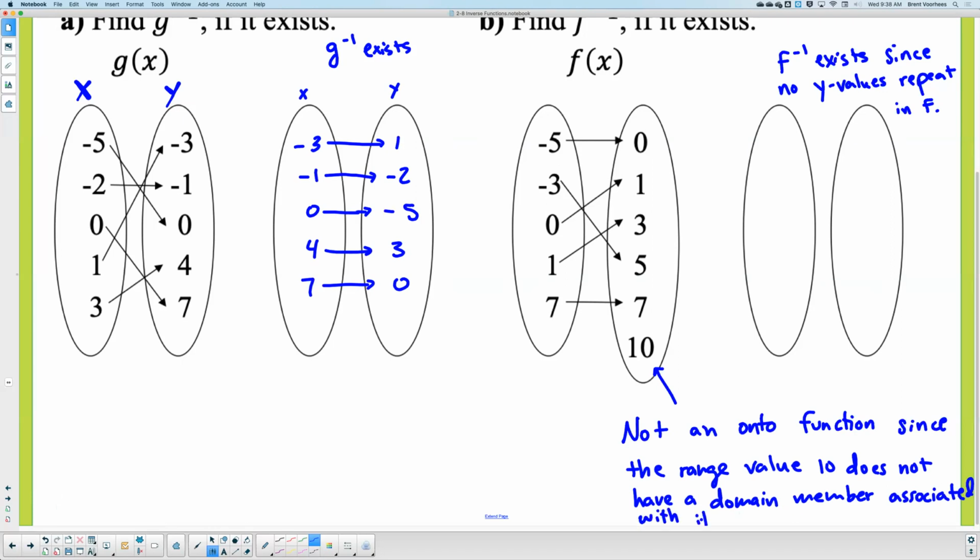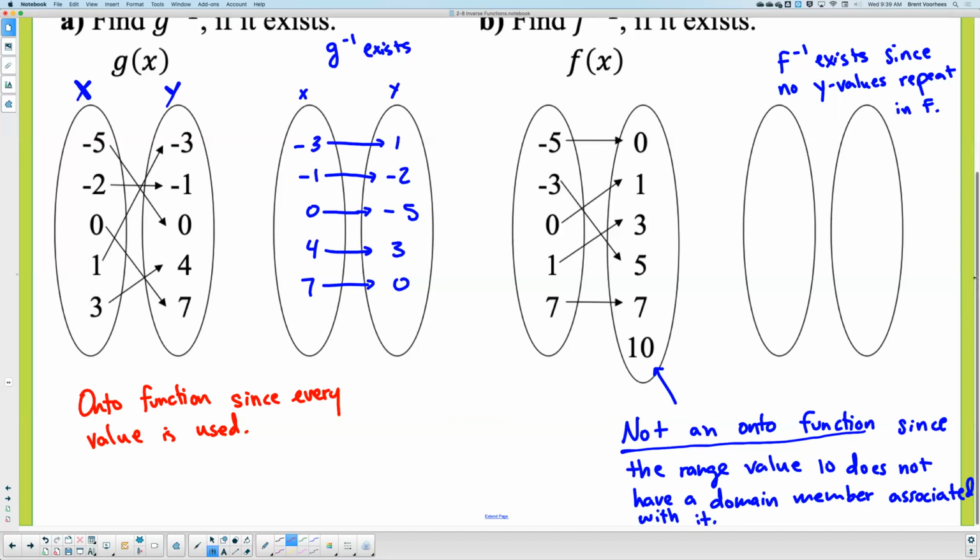Okay, so what I want you to know is when you get to your Delta Math, they're going to ask you about onto function. That's what you're looking at. So since 10's all alone, it's not an onto function. But this would be an onto function because everything's used. If that makes sense. I'll go ahead and I'll just write onto function since every value is used. Okay, so I'll add that in there.